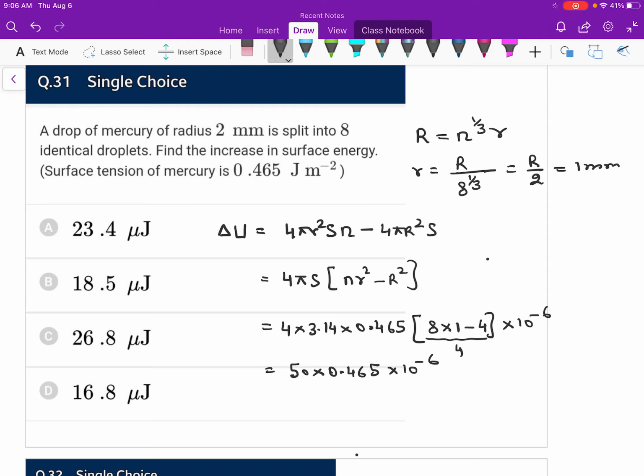So the closest option is, this is less than 25. So 23.4 microjoule, this is the closest option. 50 into 0.465, 4 3s are 12, 4s are 48. So we have taken 50 into 0.465, this will be less than 25. So 23.4 microjoules.